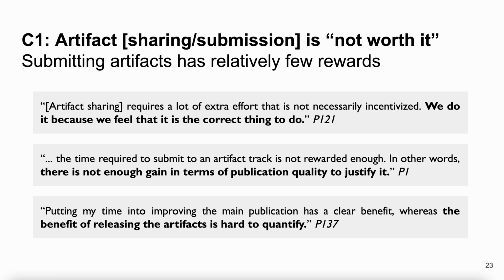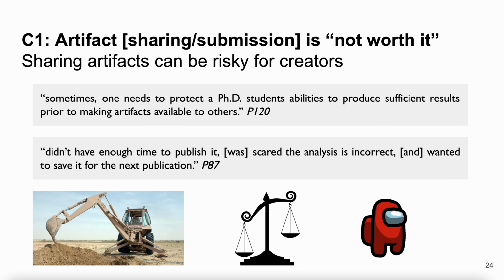One of the most prevalent themes to emerge from our analysis was a feeling amongst authors that submitting artifacts for evaluation is not worth it, and in some cases, that it isn't worth sharing artifacts at all. Authors feel that there is a lack of compelling incentives, that their efforts are not recognized, and that their time could be better spent working on the paper itself rather than the artifact. In other cases, authors feel that the risks associated with submitting or sharing their artifacts outweigh the potential benefits. Those risks include squandering future publication potential, being scooped, or that important mistakes might be discovered.